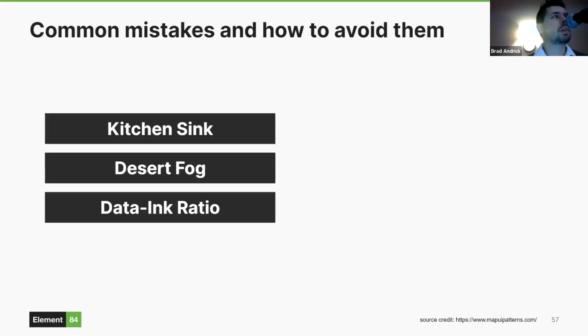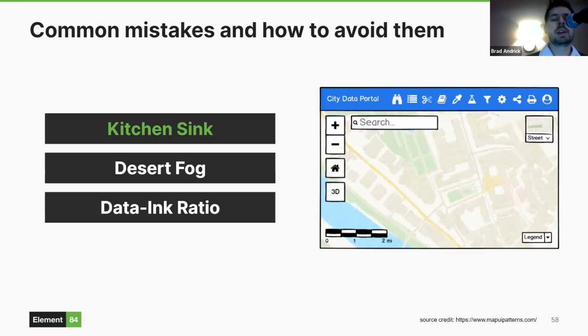The other chapter I wanted to walk through were the common mistakes and how to avoid them. So we've got the kitchen sink problem, which is a problem that I point out more often than I'd like. And really what this is talking about is trying to fit everything into one application.